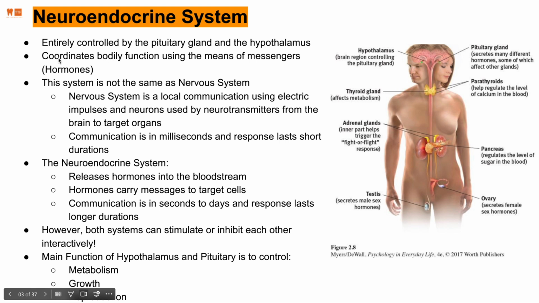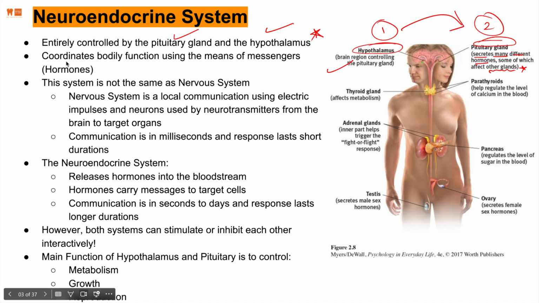Here we go. The neuroendocrine system is entirely controlled by the pituitary gland and hypothalamus. So that's good. Two less members to worry about. The hypothalamus is the brain's region that controls the pituitary gland. Perfect. So this is the parent gland. And then this is the pituitary gland, which secretes many different hormones, and some of them affect other glands as well, one of the most common ones being the adrenal. So we'll take a look at how this gets relayed.